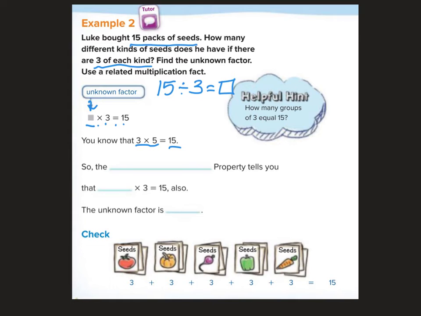3 and 5 make 15. So, the commutative property tells you that 5 times 3 also equals 15. So, the unknown factor is 5. 15 divided by 3, if I count by 3s, 3, 6, 9, 12, 15, I get 5 3s to make 15. So we can always check with addition, right? Repeated addition. 3 and 3, 6, and 6 makes 12, and 3 more would be 15.